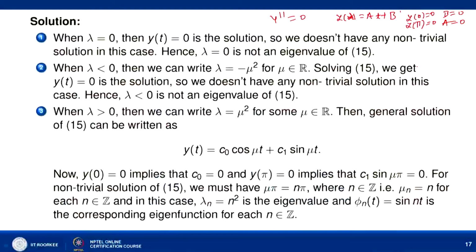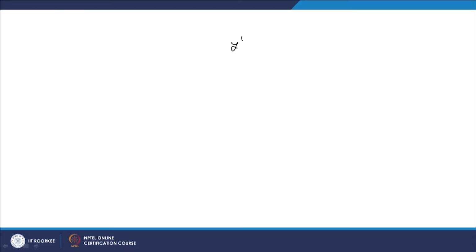Now let us consider the next case, that is λ less than 0. When λ is less than 0, we can write λ as minus μ squared, where μ is some real number, and solving this we have the equation y'' - μ²y = 0, and we already know the solution of this. The solution is y(t) = a e^(μt) + b e^(-μt), and we need to find the coefficients a and b.